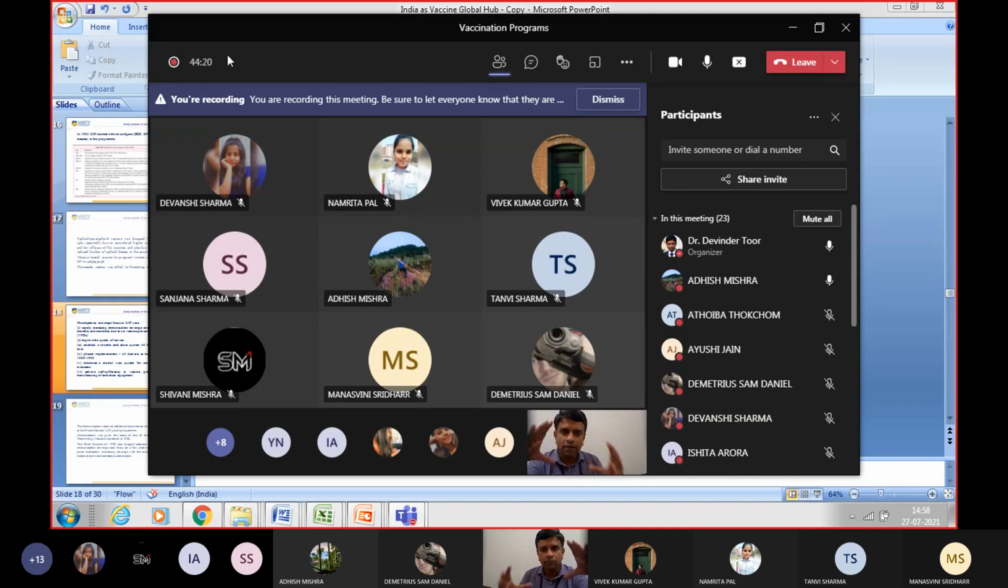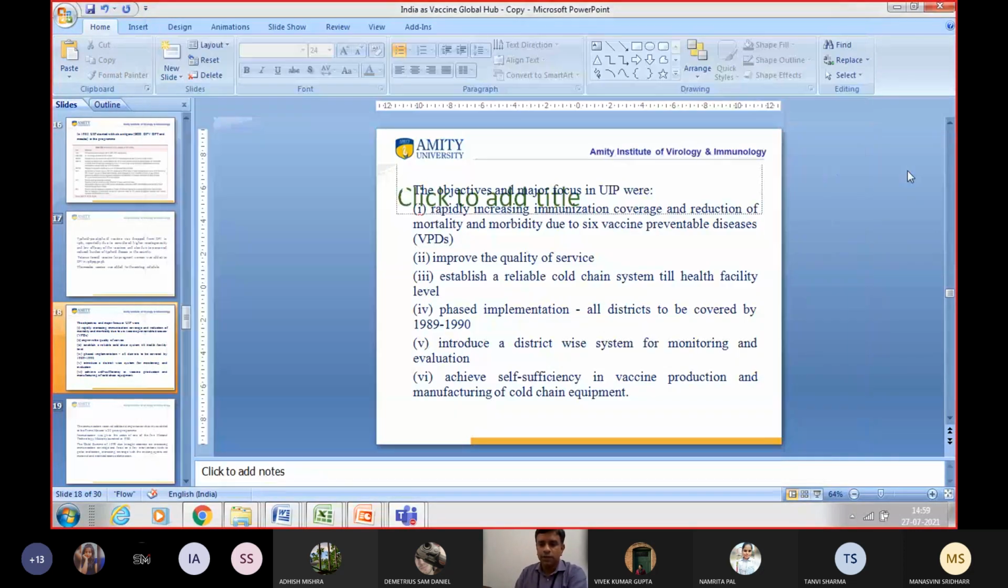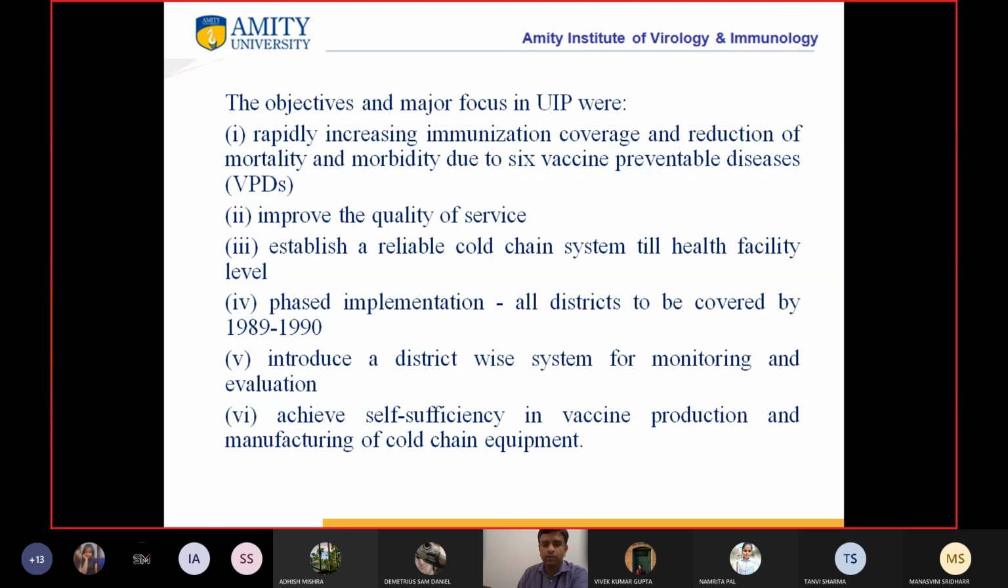So, having that vaccine cold chain was a big issue, and because of mismanagement of this vaccine cold chain, almost 50% of your vaccine loses its efficacy, right? So it's a big problem, and at that time it was really a big issue. Therefore, the government wanted to establish a reliable cold chain system, right? And we will be talking about vaccine cold chain in detail in a separate class. So we'll have a full class on cold chain maintenance, right?